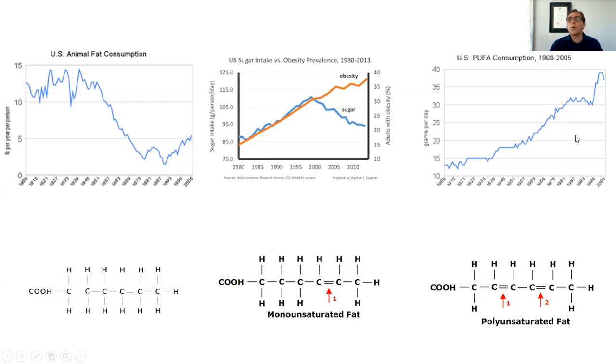So this graph represents the rise in consumption of vegetable oil, of polyunsaturated fatty acids, which come predominantly from vegetable oil, and it is the only one whose consumption patterns really mimic the rise in incidence of cardiovascular disease, and that has to do with its chemical structure. It's very unstable. It's prone to oxidation and peroxidation.